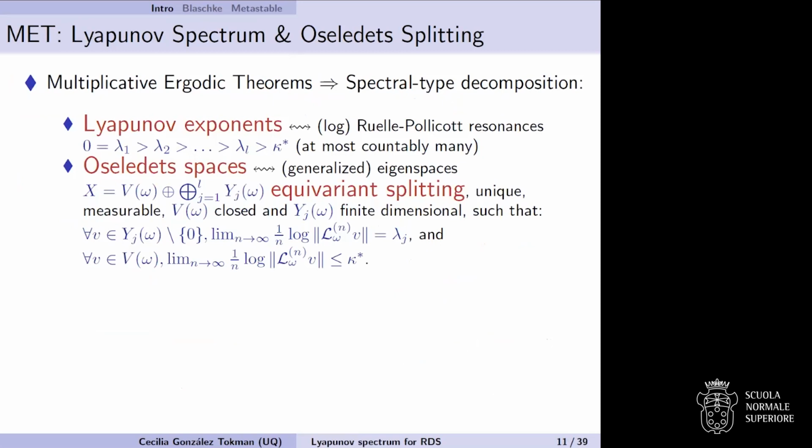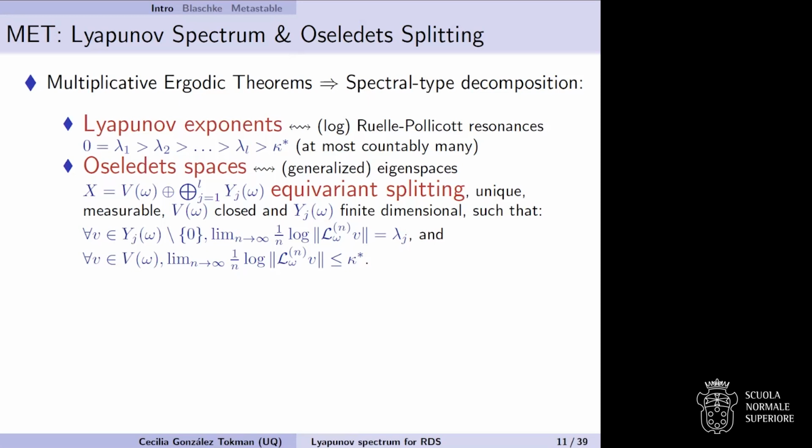So that's the picture a little bit more precisely. What we get in the case of quasi-compact random dynamical systems when multiplicative ergodic theory applies is at most countably many Lyapunov exponents. Lambda zero corresponds to the leading Lyapunov exponent, similarly to 1 being the leading eigenvalue of the Perron-Frobenius cocycle. And these are like the logarithm of the Ruelle-Pollicott resonances that, again, we heard in a few of the talks this week, including Daniele and Sakshi yesterday.